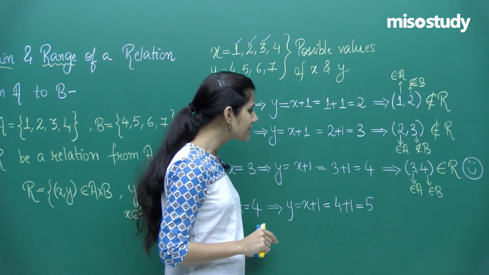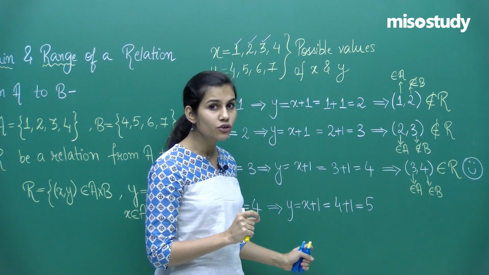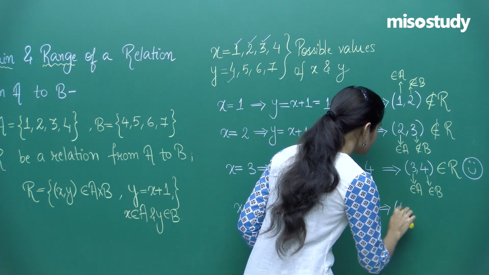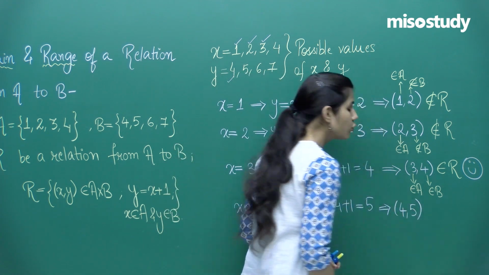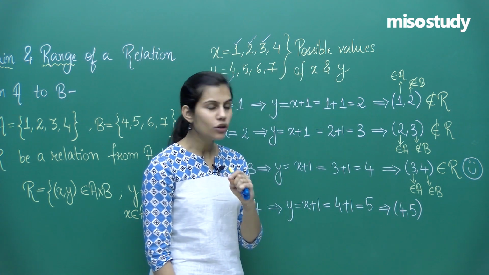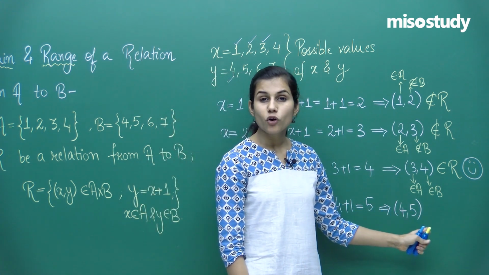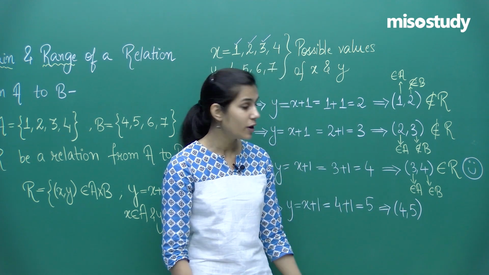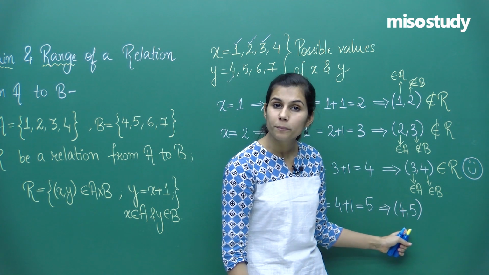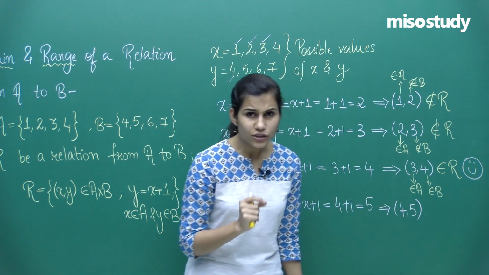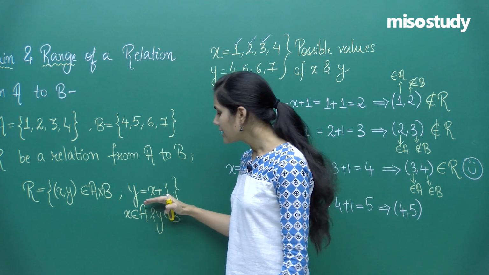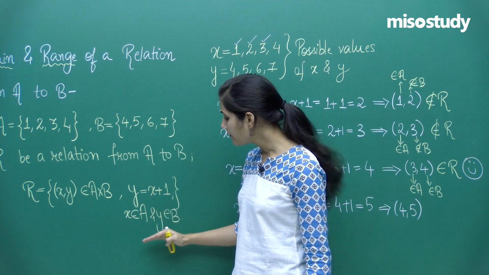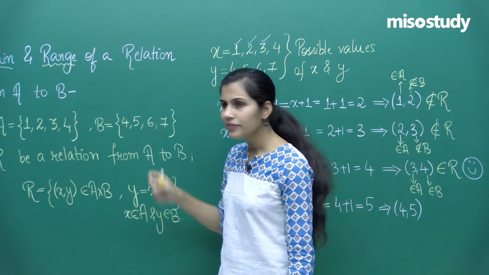Therefore, with this x, the y which satisfies the rule is coming out to be just one y, and that is y equal to 5, thereby giving me the ordered pair 4 comma 5 corresponding to x comma y, such that y equal to x plus 1, because yes, 5 equals 4 plus 1. The question is, yes, this ordered pair satisfies the rule, but does it satisfy that x comes from A and y comes from B with this A and this B?